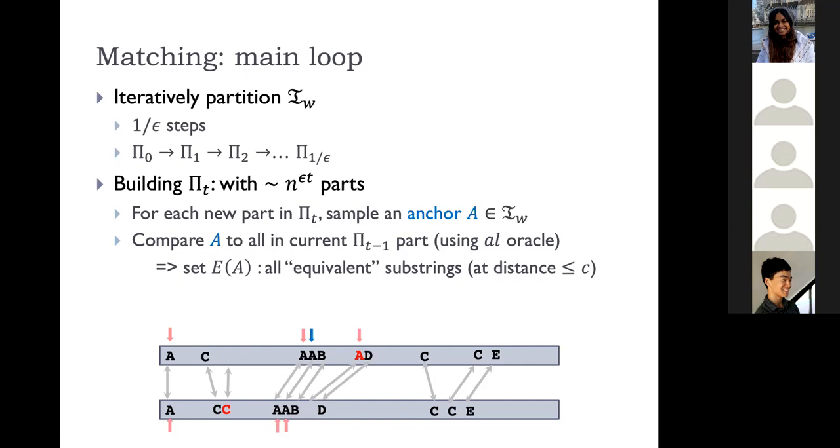And note that, in a sense, why we're doing this: these are exactly the ones to which we want to connect an edge, right? This should be in the same part. And note that the set E of A can be quite large, for example, potentially linear in n. I mean, that's the extreme case, but still.